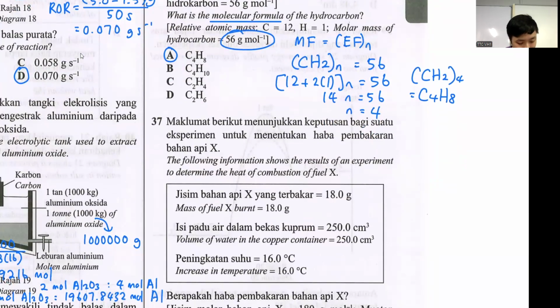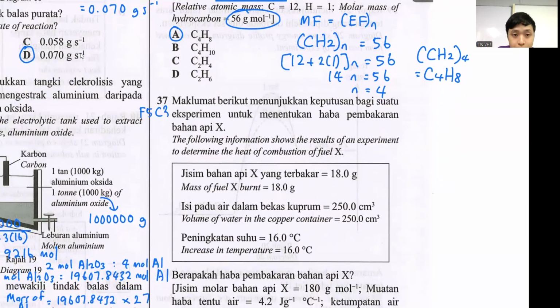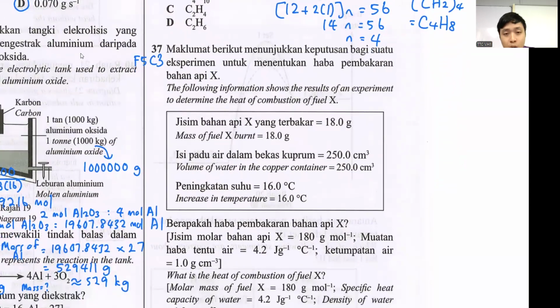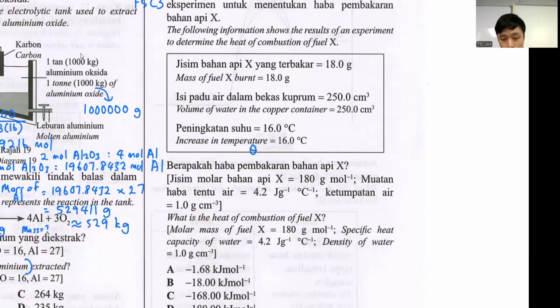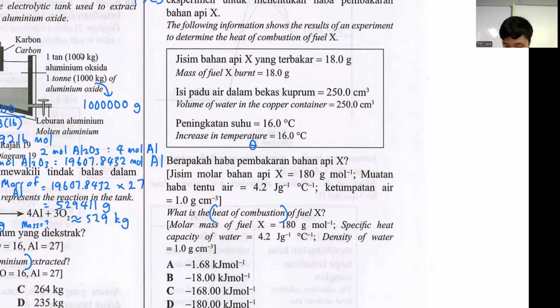Number 37 is a Form 5 Chapter 3 calculation. The following information shows the result of an experiment to determine the heat of combustion of fuel X. I don't know what fuel this is, but they tell you the mass of fuel X burnt is 18.0 gram, the volume of water is 250 cm cubed, and the increase in temperature is 16 degrees Celsius. So what is the heat of combustion for fuel X?